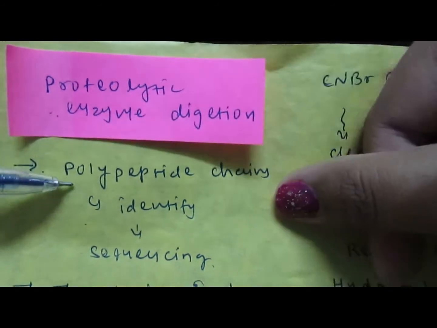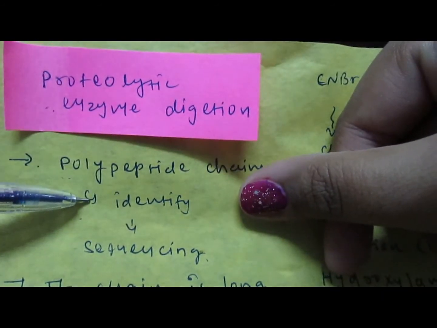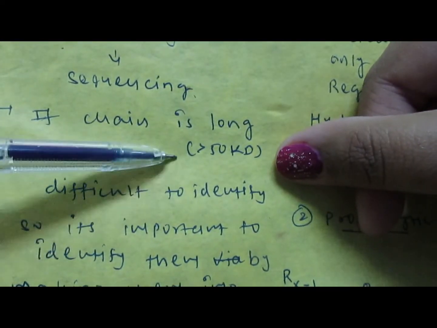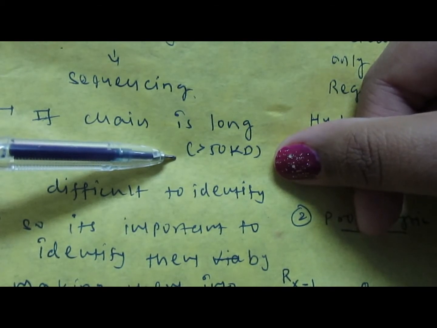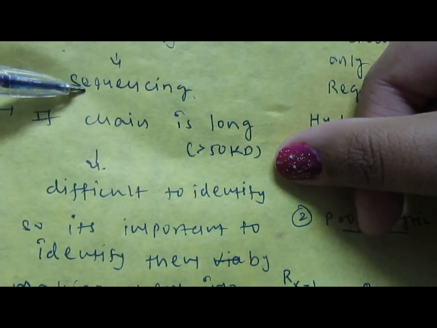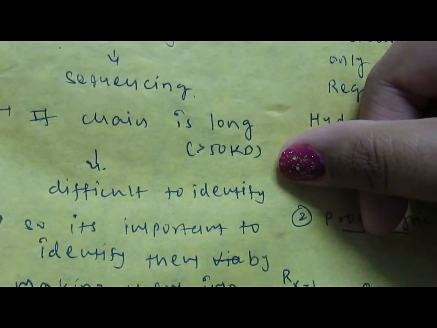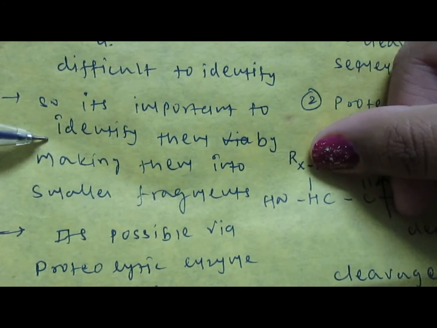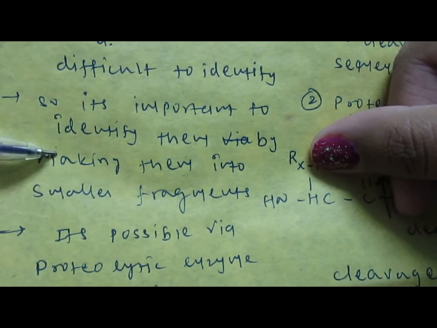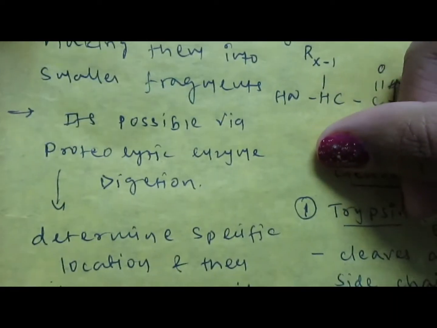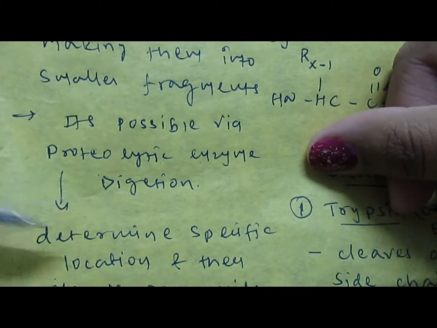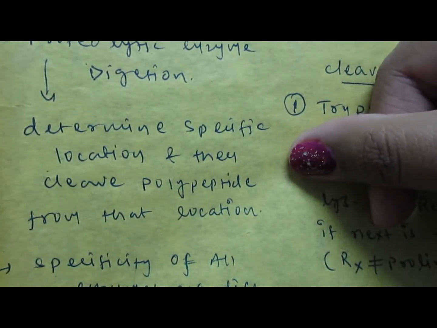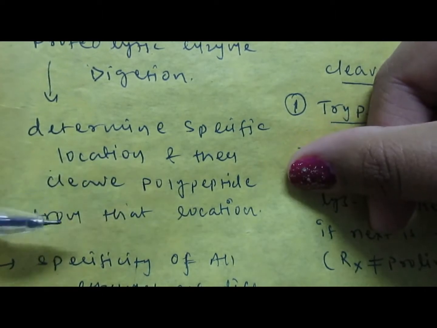We all know that polypeptide chains can be identified via sequencing. But if the chain is long, for example sometimes greater than 50 kilodalton, then it's difficult to identify them via the sequencing procedure. So what they do now is make smaller fragments of polypeptides and then send them for sequencing. These fragments can be produced via certain proteolytic enzyme digestions, and these enzymes can determine specific locations on the polypeptide chain and then cleave accordingly.